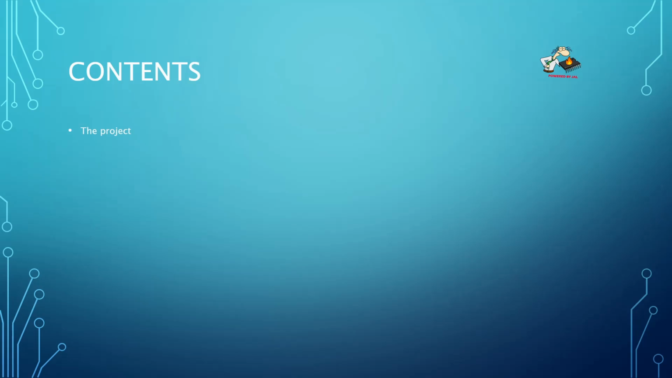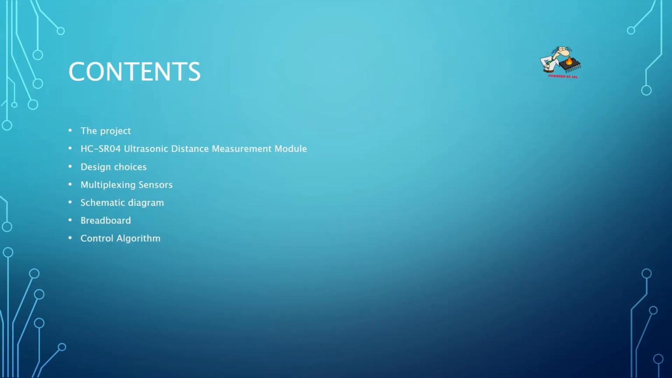First, why I did this project. Then something about the ultrasonic distance measurement module that I'm using for measuring the distances. Some of the design choices I made by doing this project. A little bit of information about multiplexing sensors and why that was needed. Then a schematic diagram which shows the hardware and a breadboard on which I built all the electronics.